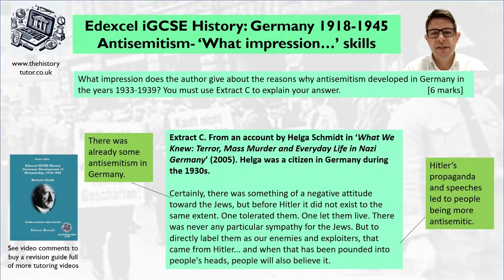Okay, so I found these messages. So there was already some anti-Semitism in Germany when Hitler's Nazis took over. So there was already a negative attitude towards the Jews. And then it says Hitler's propaganda speeches led to people being more anti-Semitic. So there's two good ideas there that we could really start talking about in our answer. Okay, so how are we going to answer that?